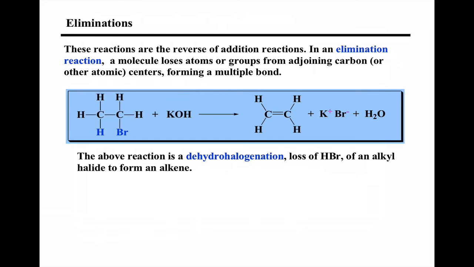Eliminations. What are we eliminating here? Okay, in general that's true, but exactly what am I eliminating? What atoms am I eliminating? I'm eliminating a hydrogen and a bromine, right? I'm eliminating HBr, right? This is an elimination reaction. It requires a base for this reaction to occur. But I can eliminate the elements of HBr and get an alkene plus potassium bromide plus water.